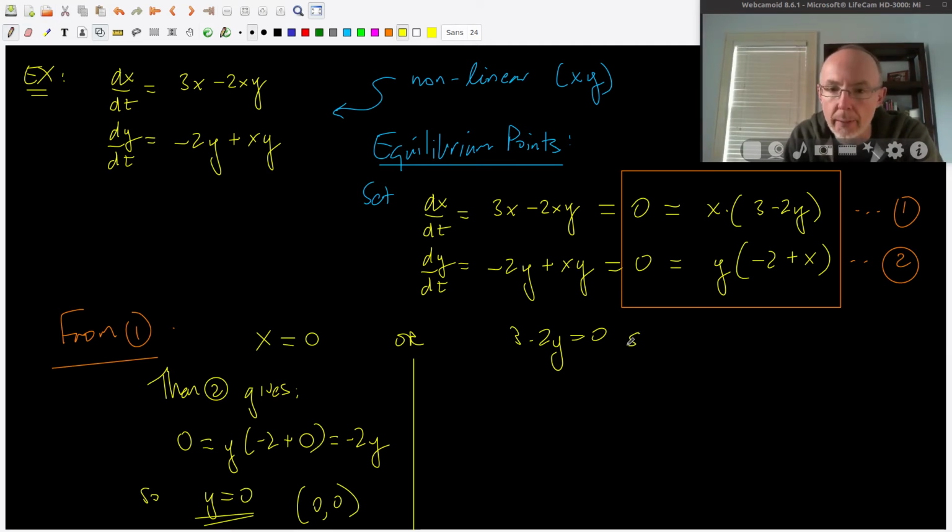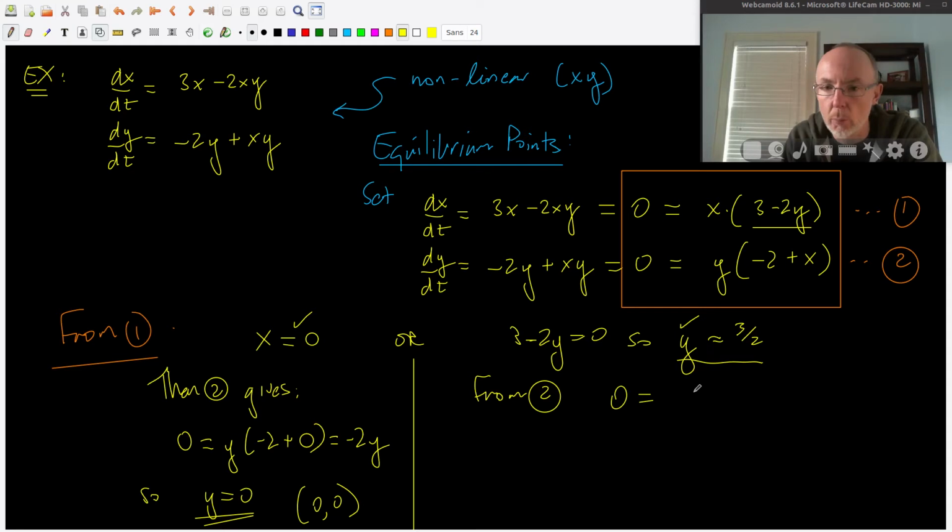On the other side, I had the second factor being 0, and this is always the key: factorize it. The second factor is 0, so that means that 2y is going to be 3, so y is 3/2. So there's a value for y, and then what does equation 2 tell us? Because this or this independently solves equation 1, we're done with it. Now we look at equation 2, and equation 2 tells us that 0 must equal y, which is 3/2, times (minus 2 plus x), and so the only solution for that is x equals 2, and our other equilibrium point is the point (2, 3/2).